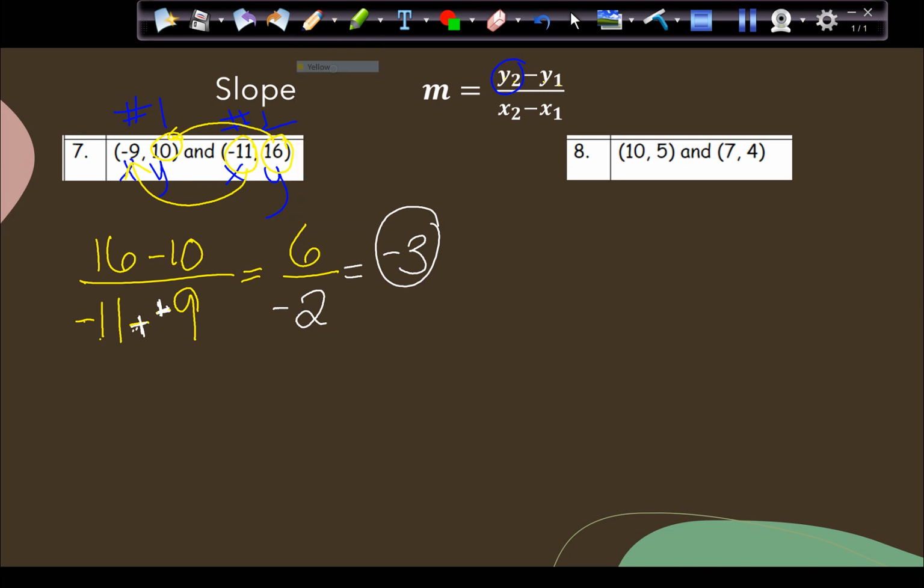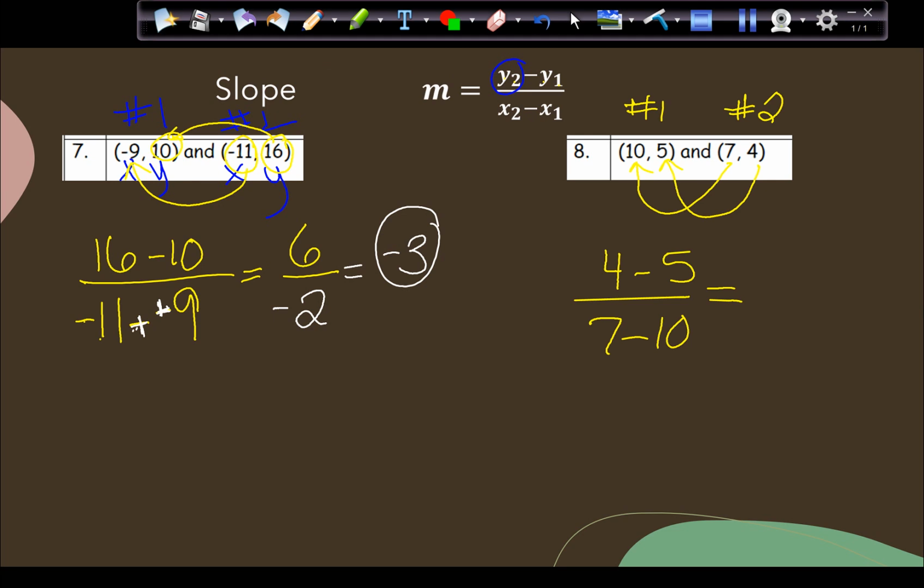Okay, let's get number 8 done. So here's my point 1. Here's my point 2. So I'm going to do the y's. 4 minus 5. And I'm going from right to left. So that means I need to go from right to left and do 7 minus 10. So 4 minus 5 is negative 1. 7 minus 10 is negative 3. 1 over 3 does not divide evenly, but I have a double negative, so it gives me 1/3. And again, if you're using decimals, it just automatically gives you 1/3.